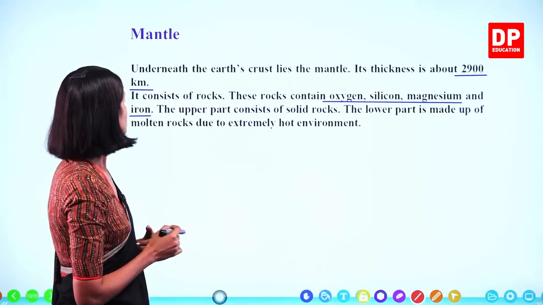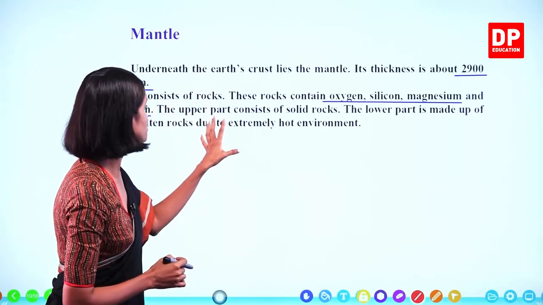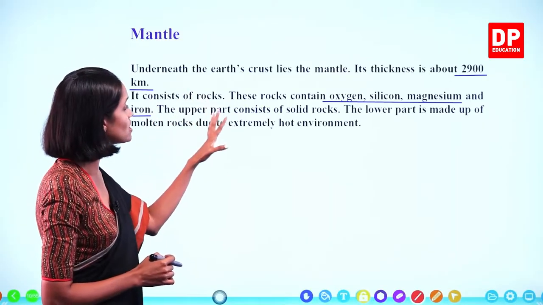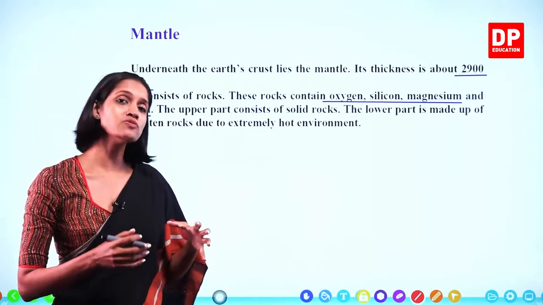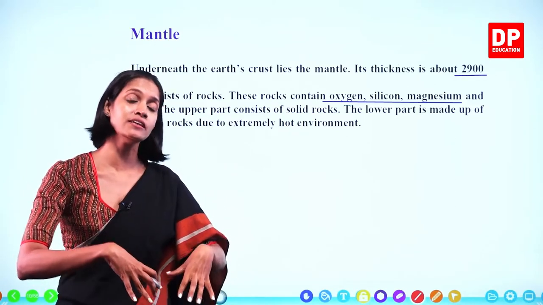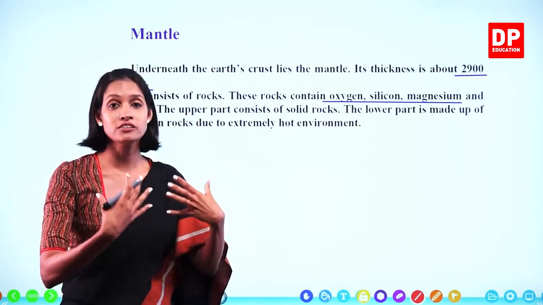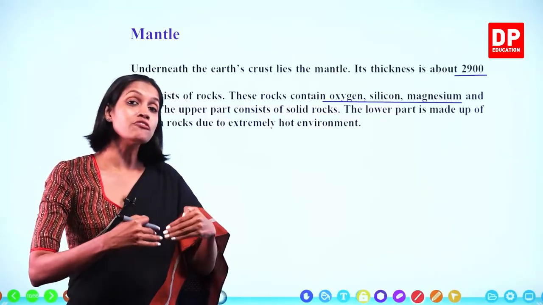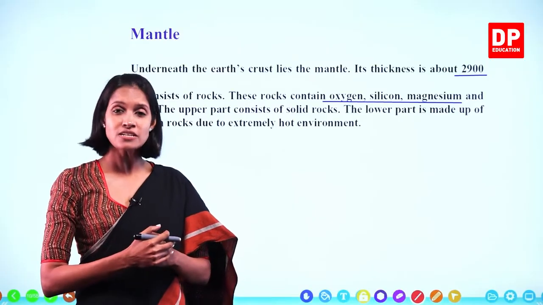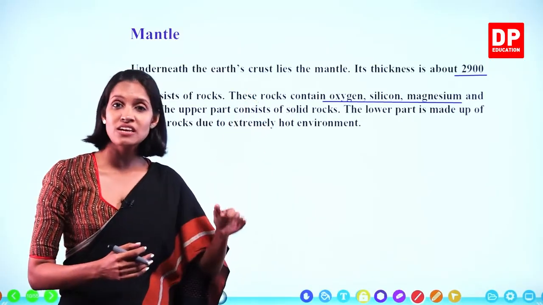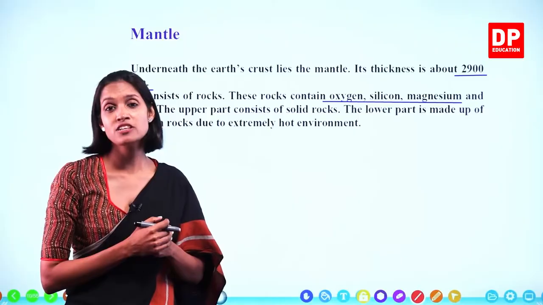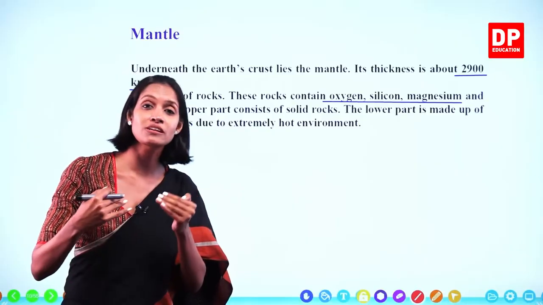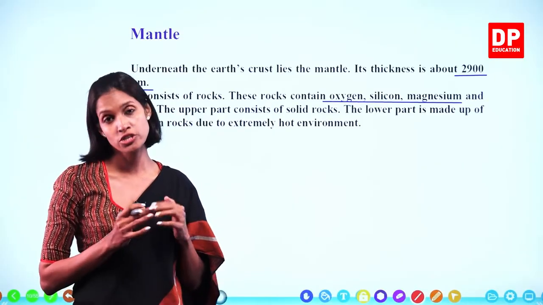Right, children? So the upper part consists of solid rocks. The lower part is made up of molten rocks due to an extremely hot environment. Because as we go to the inner parts of the earth, the temperature keeps on increasing. After a certain extent, because of the very high temperatures, these rocks cannot stay in their solid state. It melts and turns into the liquid state. This is known as molten rocks.